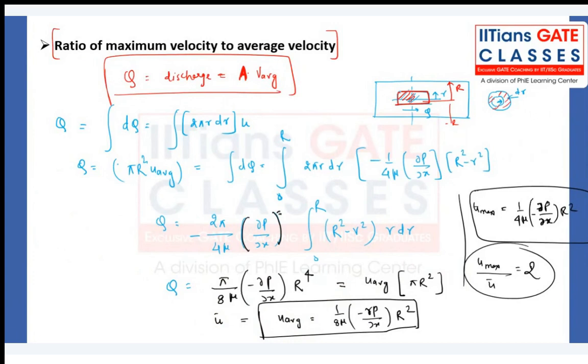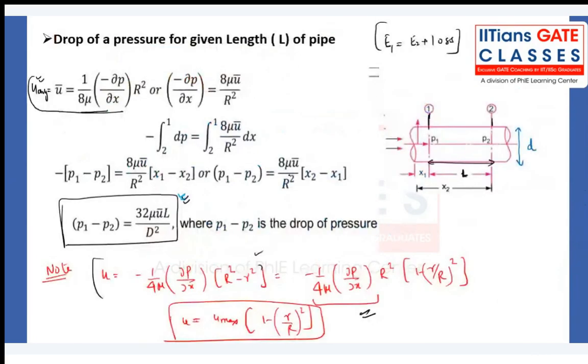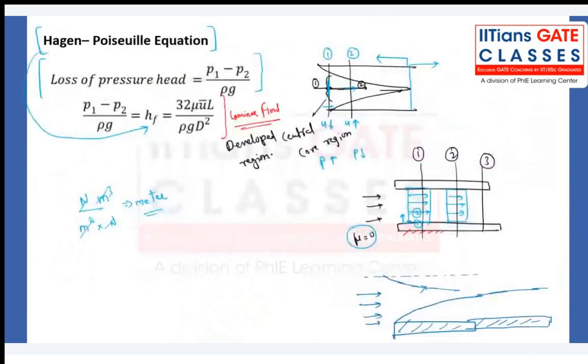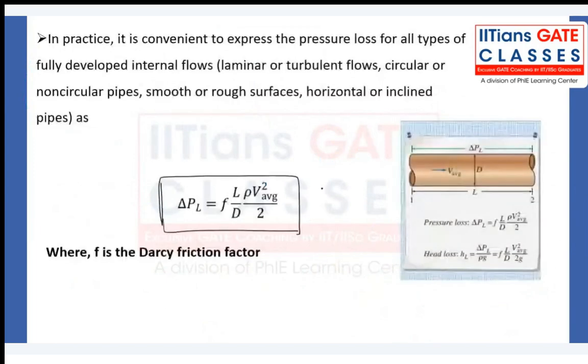But in our developing regions, we have these variations in dou p by dou x, and those things we are not discussing at BTech level or MTech level. We only study them at PhD level, right? So now here, when you note down, this formula is applicable for all laminar, turbulent, but fully developed only, right? Circular, non-circular.